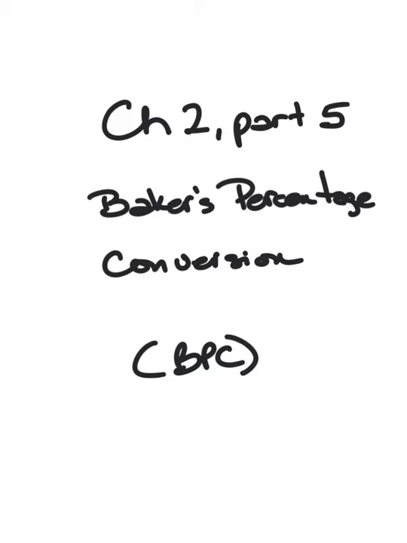Chapter 2, Part 5, Baker's Percentage Conversion. This is the second method of scaling a recipe up or down. It is used primarily by bakers because it uses something called the baker's percentage. Baker's percentage assumes that flour is the most important ingredient in your formula. Because of this, flour is given a ratio of 100%. Every other ingredient is listed as a ratio of the flour.